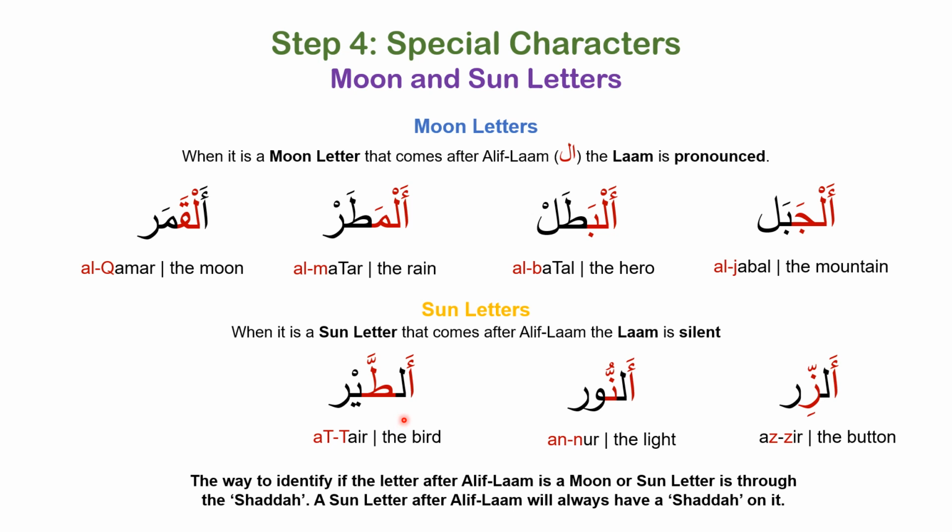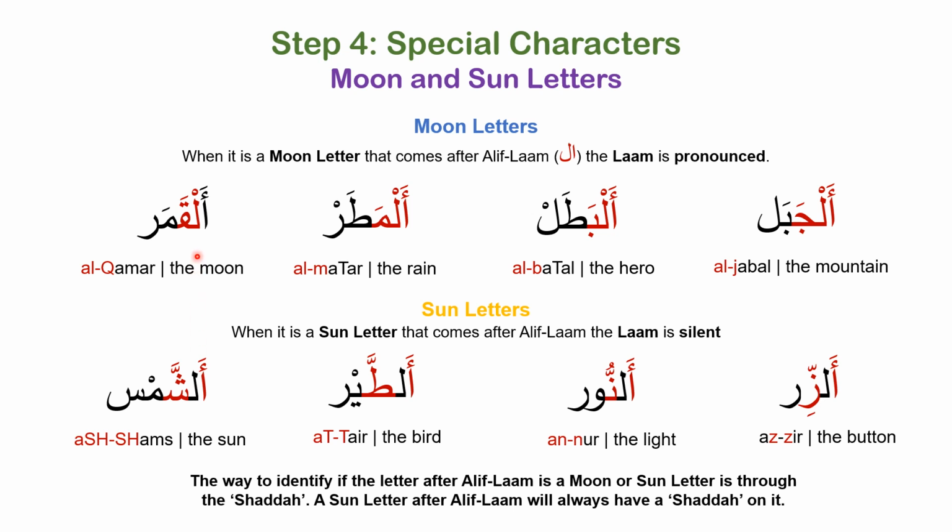Again, at-tayr, which means the bird. I did not pronounce the lam. The lam is silent. Went straight from alif to ta. At-tayr, not al-tayr. Same for the final word, ash-shams, which means the sun. Ash-shams. I'm not saying al-shams.